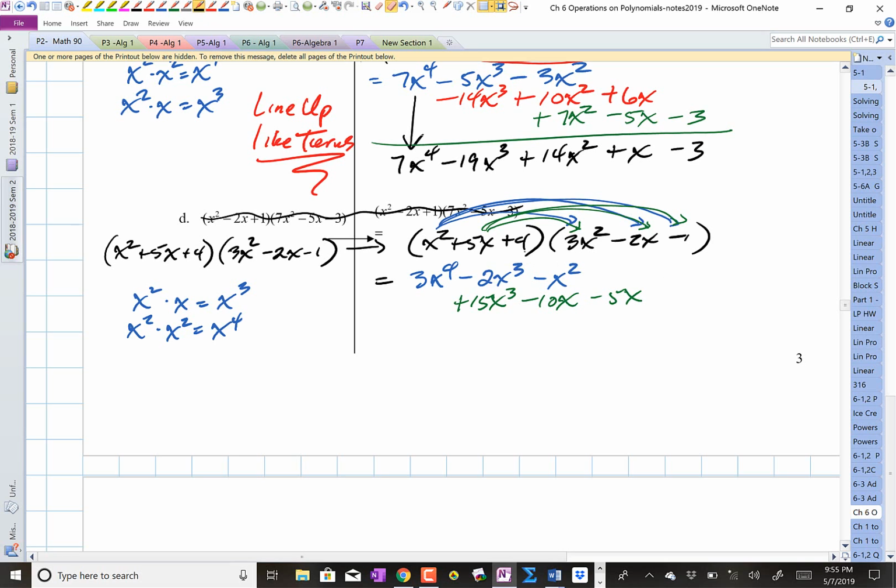Last thing I need to do is distribute through the 4. So 4 times 3x squared. Oops, I missed a square here. 5x times a minus 2x is a minus 10x squared. So check your notes right there. That should be minus 10x squared.